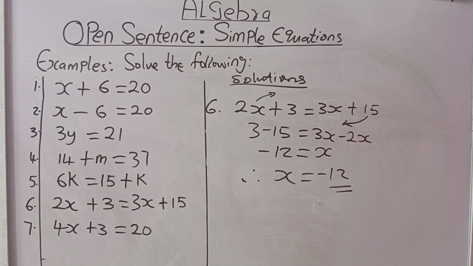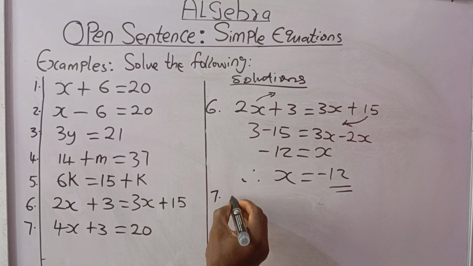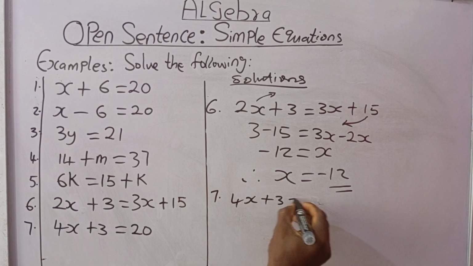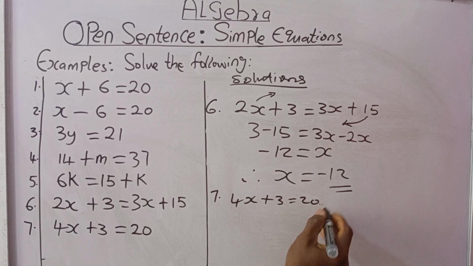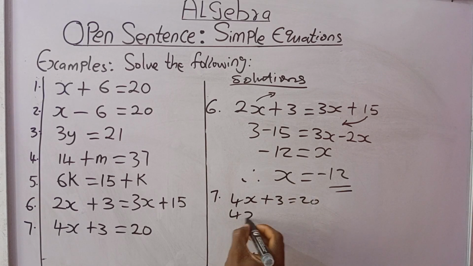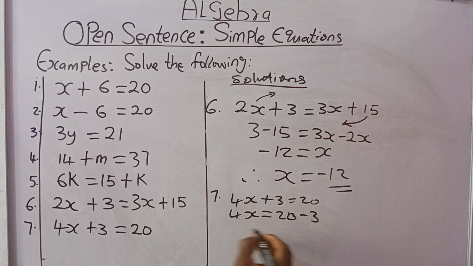Now we move to number 7, which is the last question that we have here. Number 7, we have 4x plus 3 is equal to 20. All right, so we collect like terms by letting 3 move to the other side. We have 4x is equal to 20. Plus 3 moving to the other side becomes minus 3. So we have 4x equals 20 minus 3, which will give us 17.